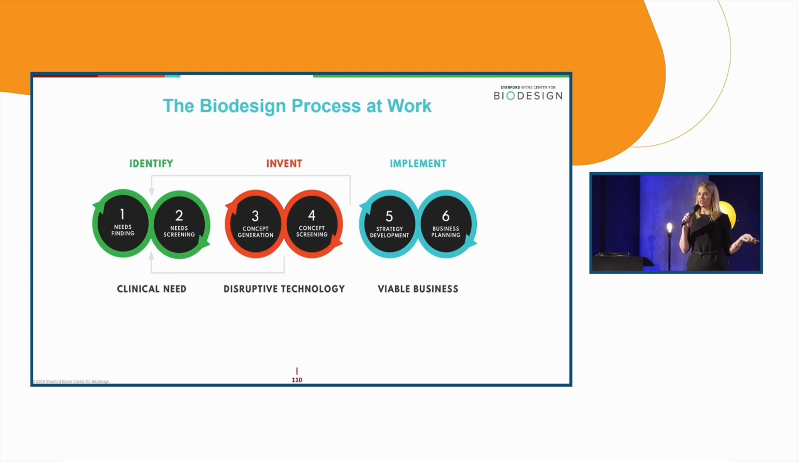And there are 3 stages to the Stanford Biodesign process. This looks very linear and nice and fluid, but really it's very iterative and messy in practice. So identify is identifying the clinical need, doing needs finding and needs screening. Inventing, which everybody loves, is inventing the disruptive technology and screening those concepts against all of the filters that we have, including intellectual property, regulatory, reimbursement, business model, et cetera. And then the process that goes on for quite a long time is the implementation, creating a viable business.